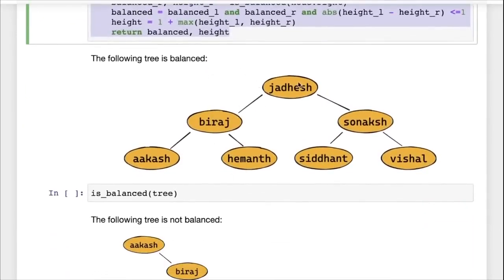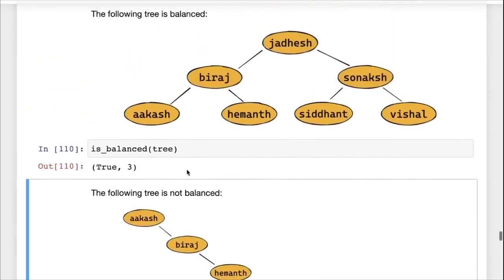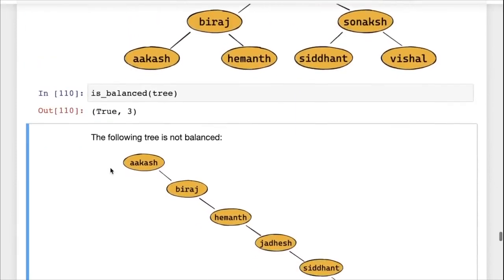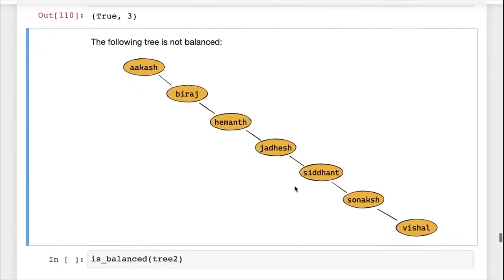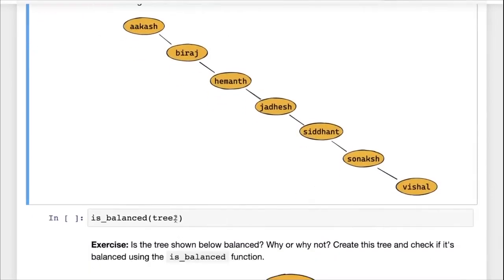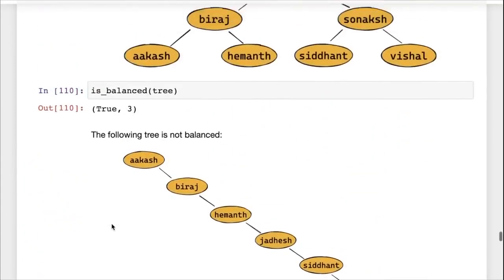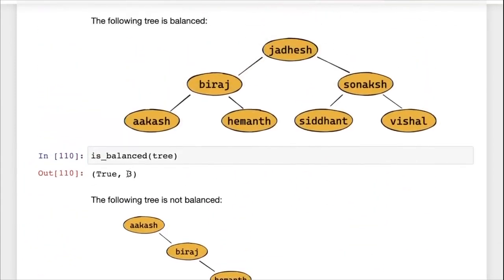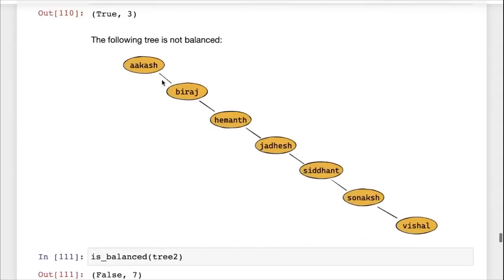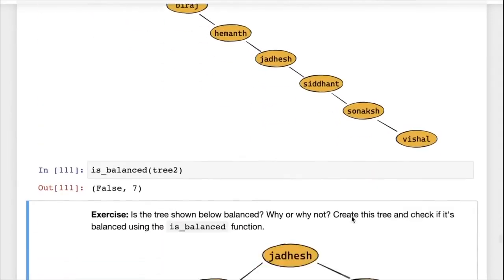So this tree, for instance, is balanced. Here you can check is balanced, you get back True. But this tree here that you're looking at, this is not balanced. So this was tree 2. And if we check is balanced here, you get back False. So here you also get the height of the tree, which is 3. And here you get the height of the tree, which is 7.